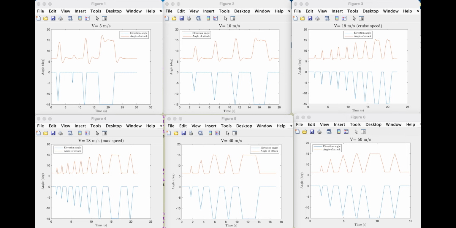When changing the airspeed, it can be seen that the lower airspeeds reduce the dynamic stability of the aircraft, shown by the decrease in the overcorrection of angle of attack as the airspeed increases. The rate at which angle of attack changes is proportional to the airspeed.